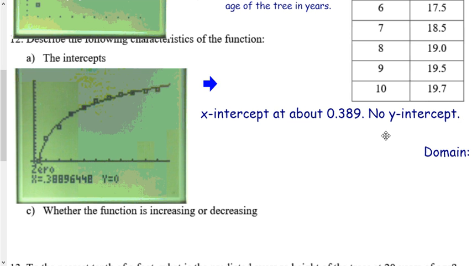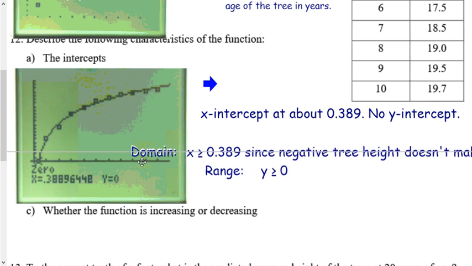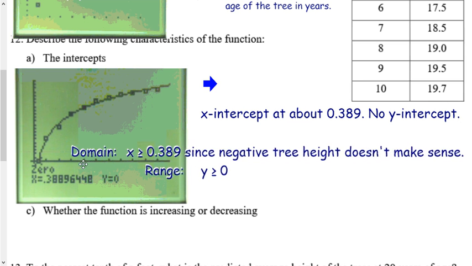So I'm going to say that x is greater than or equal to 0.389. I'd say that would be the smallest x value that will make sense in the context of this question, because a negative tree height doesn't make sense. Now, realistically, a logarithmic graph does increase infinitely, but a tree isn't going to grow to an infinite height, but we don't have enough information to know what a maximum would be.